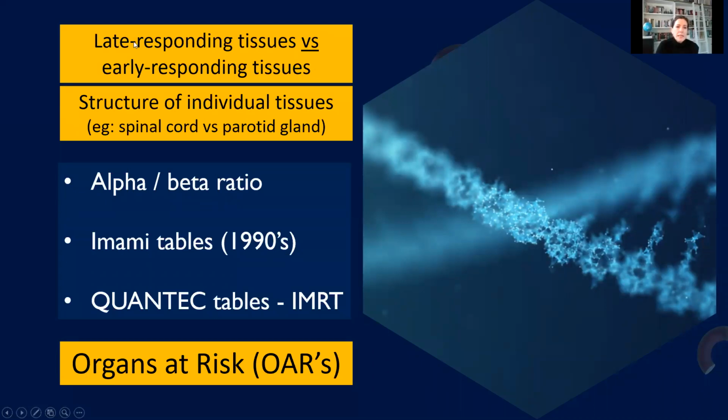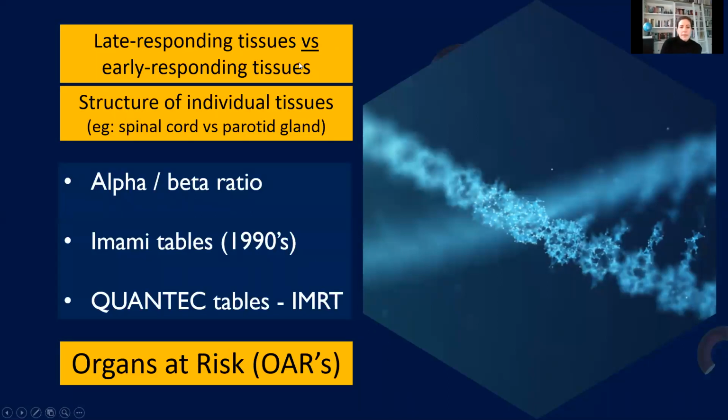The late responding tissues are tissues that have a very slow turnover. Classically, nerve tissue is the one that one thinks of. There's also the prostate and other tissues. There's long lists of them. But just remember that each type of tissue will respond differently to radiotherapy.